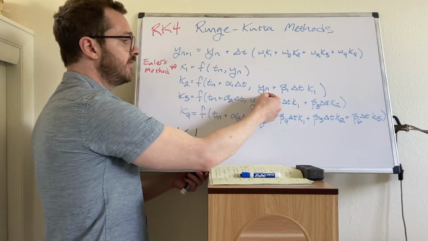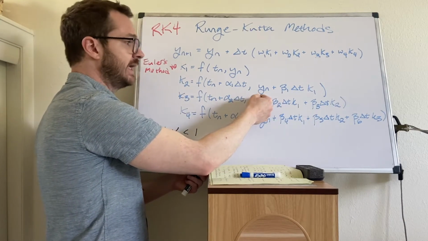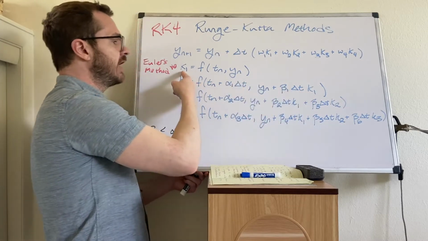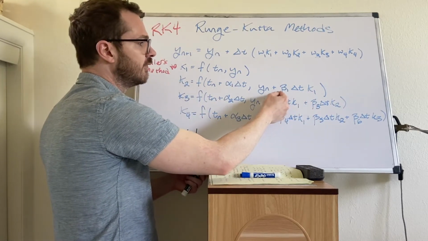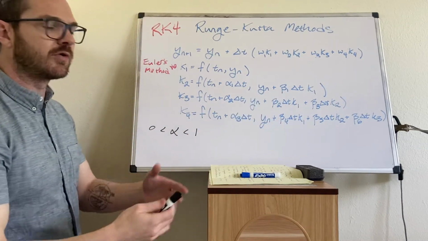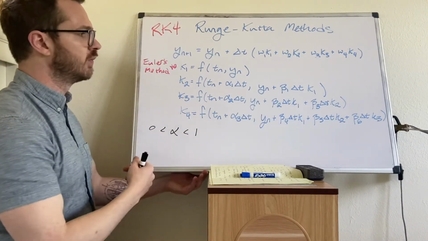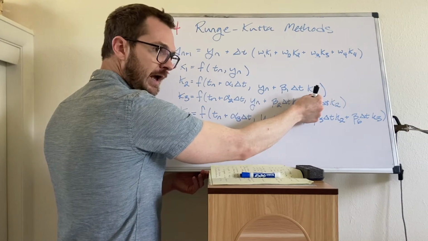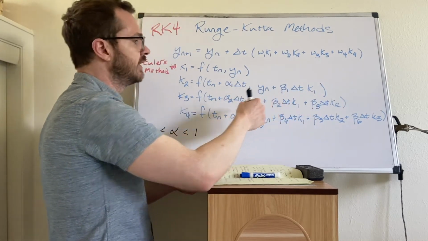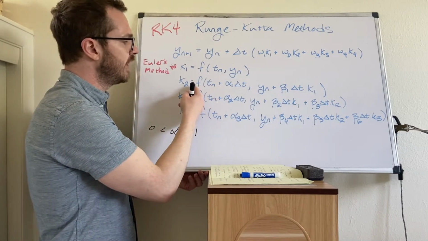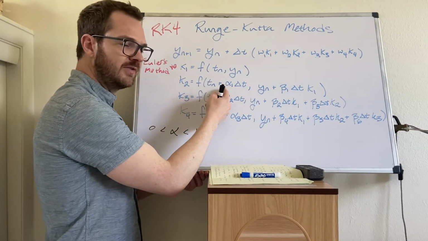And then instead of using the states, yn, we're going to take the k1s and do a partial state update. For example, betas are also bounded between 0 and 1. So we're not taking the full K1 and multiplying by the time step. We're just taking a little partial, beta. So we're evaluating the differential equation at a little moment in time forward.